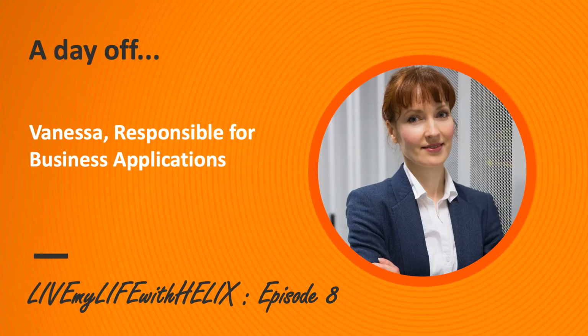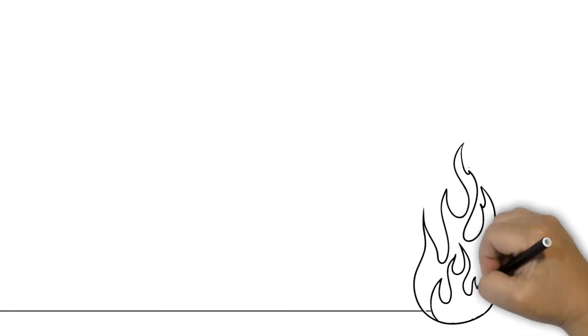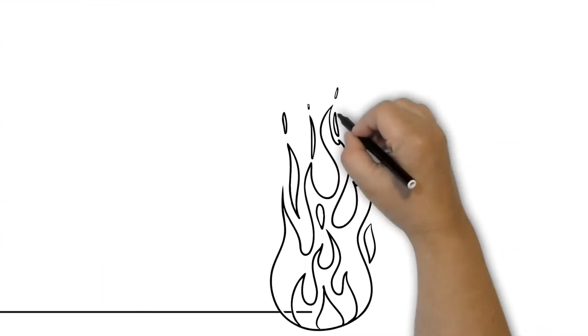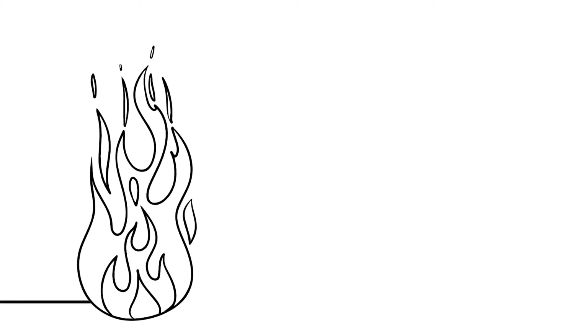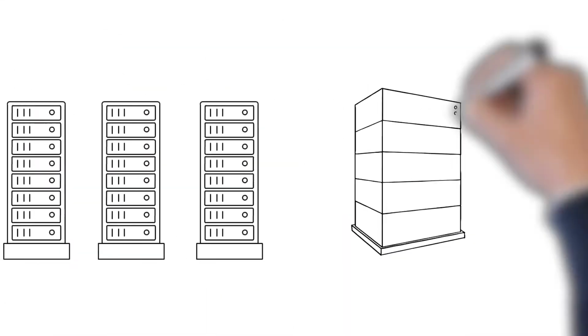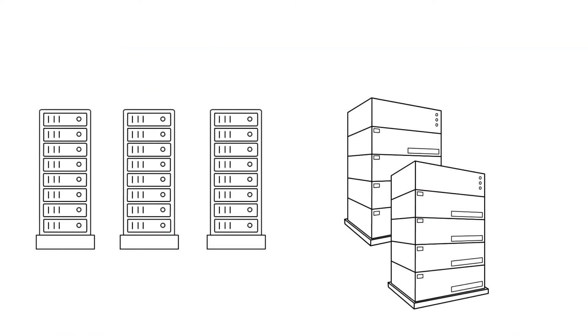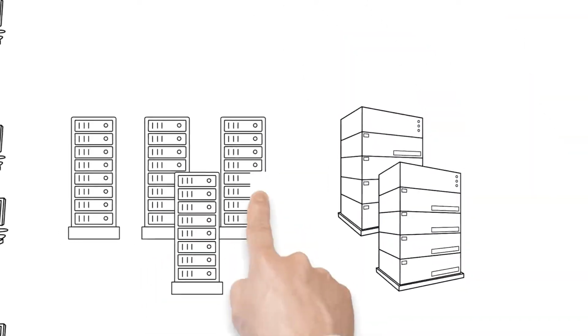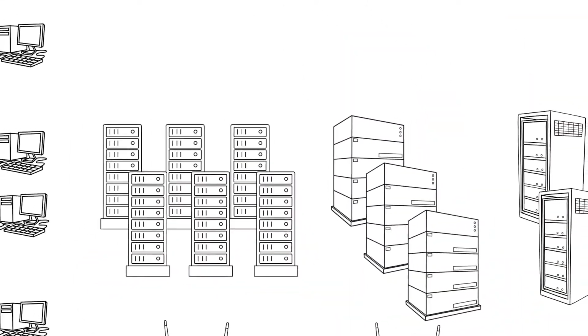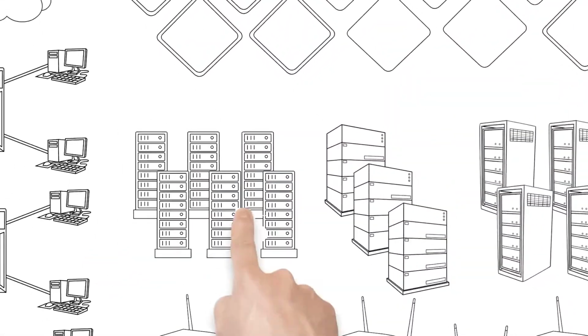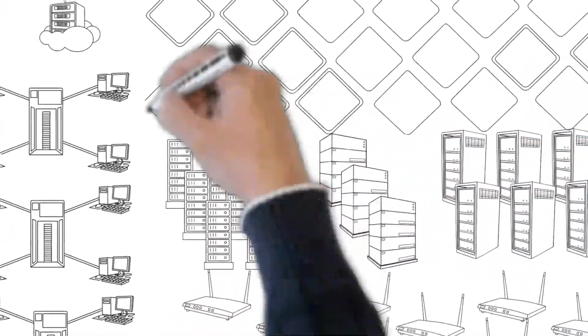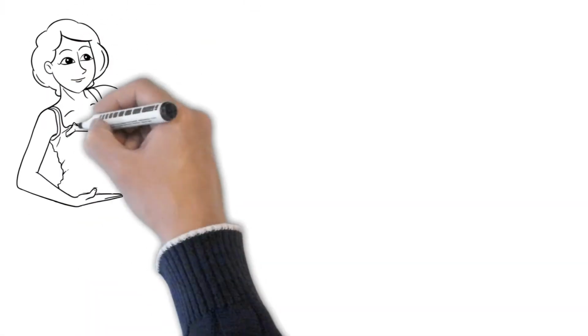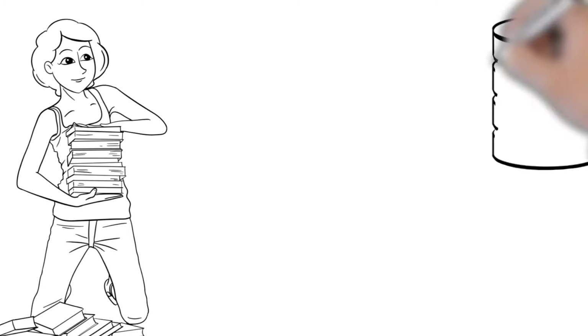Today we are going to meet Vanessa, architect responsible for the portfolio of business applications. Vanessa has an impossible mission: to build and keep up to date the application models of her business. She must set up a repository containing the maps of all the relationships between the IT elements that support a business application. For example, the relationships between a storage bay, a database, servers and a web application.